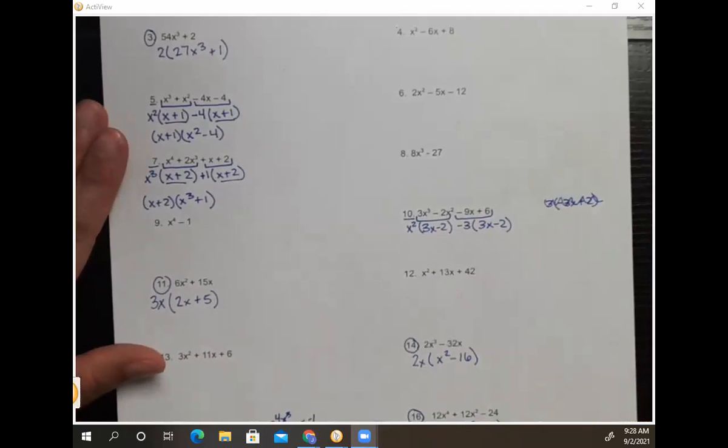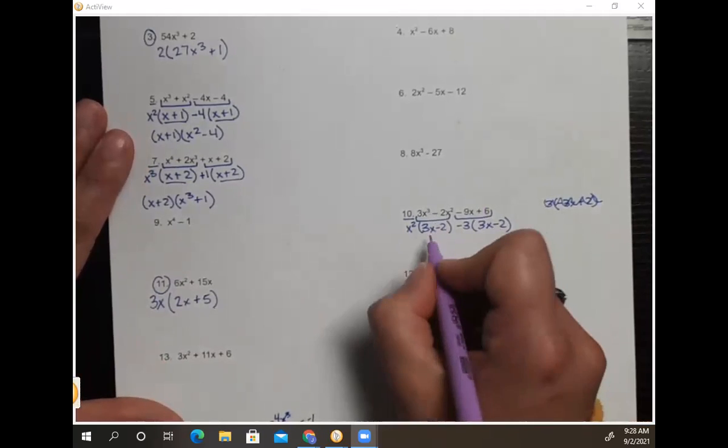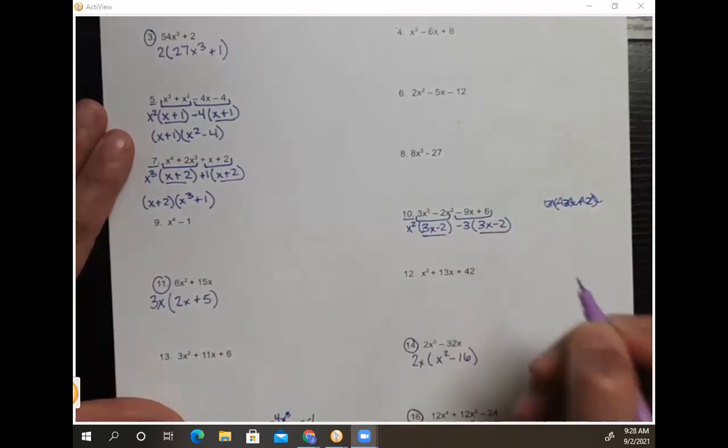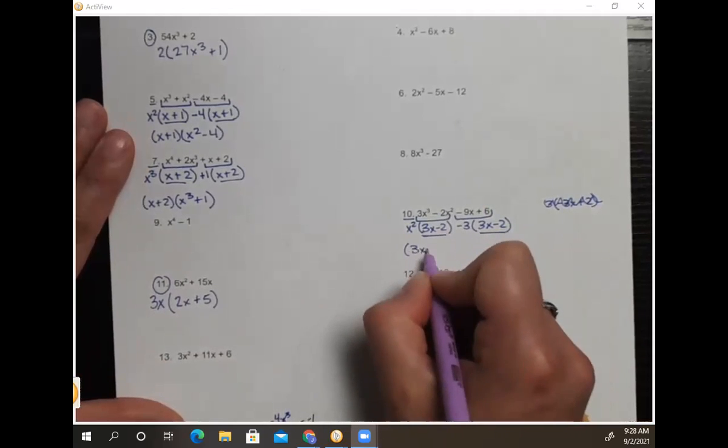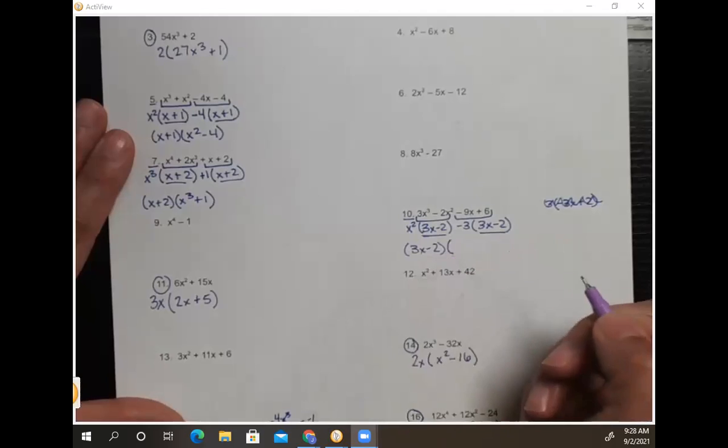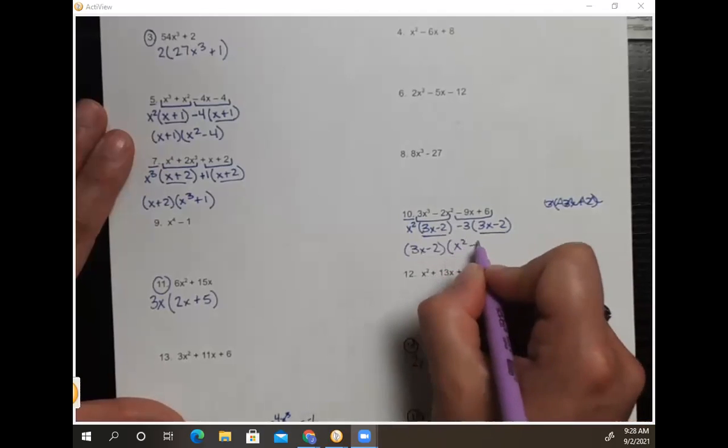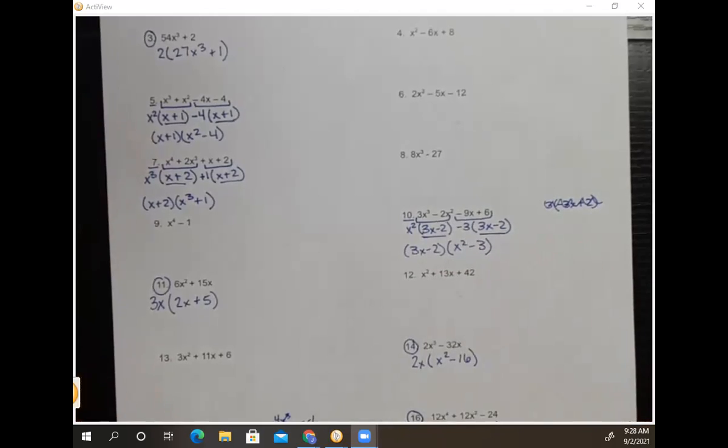Now what? What's my next step? What comes out now? Yeah, that stuff in parentheses is my new GCF, and it comes out. What am I left with? Perfect, x squared minus 3.